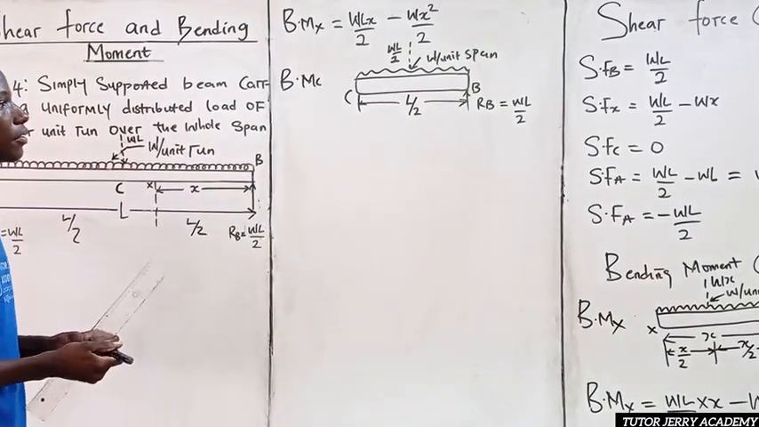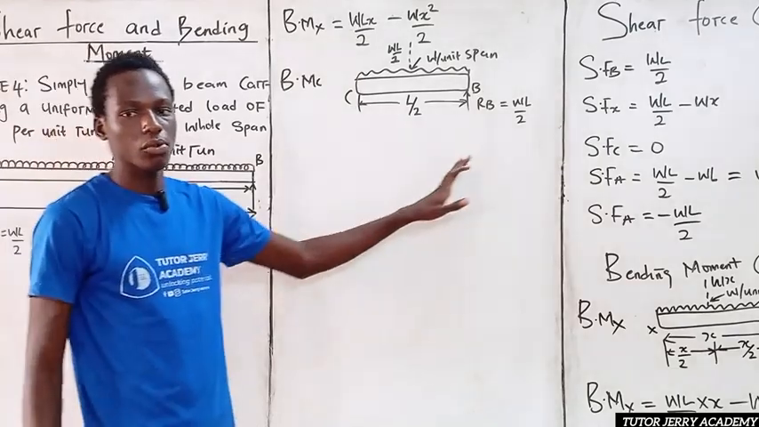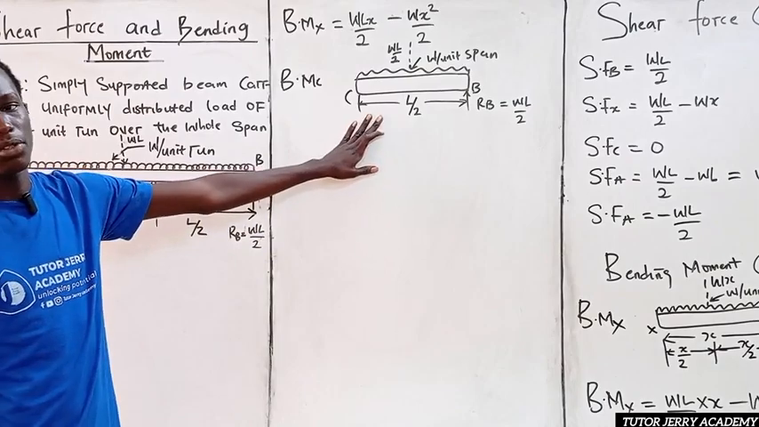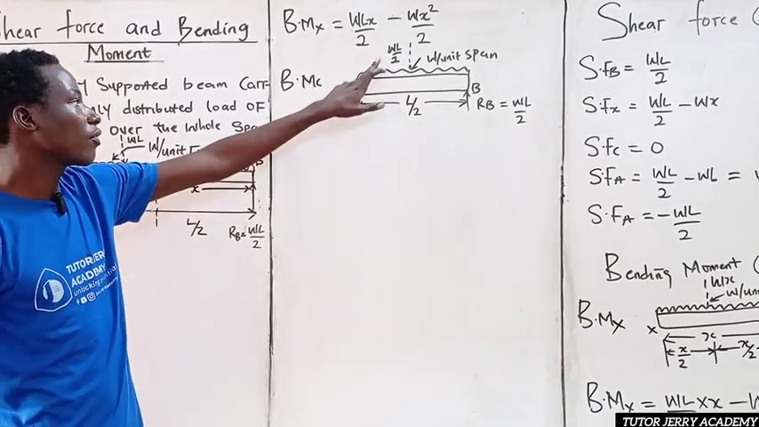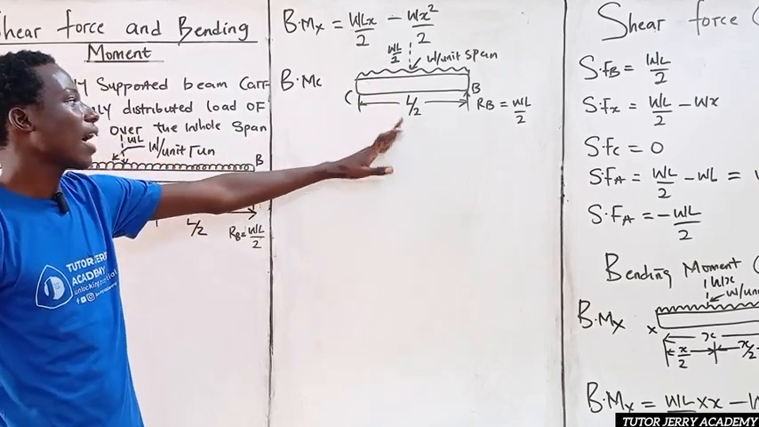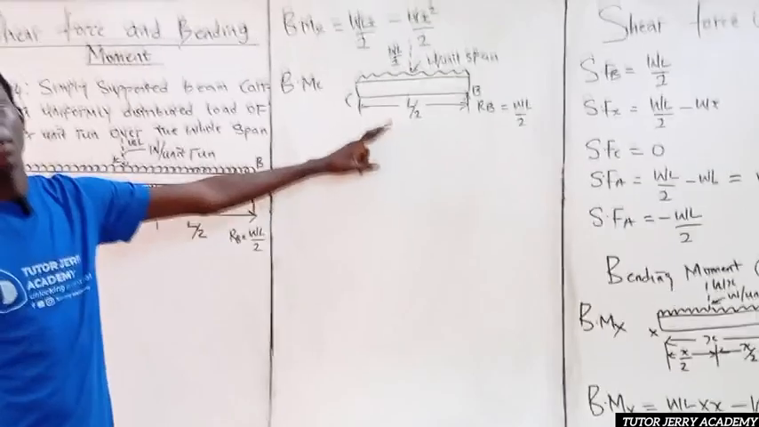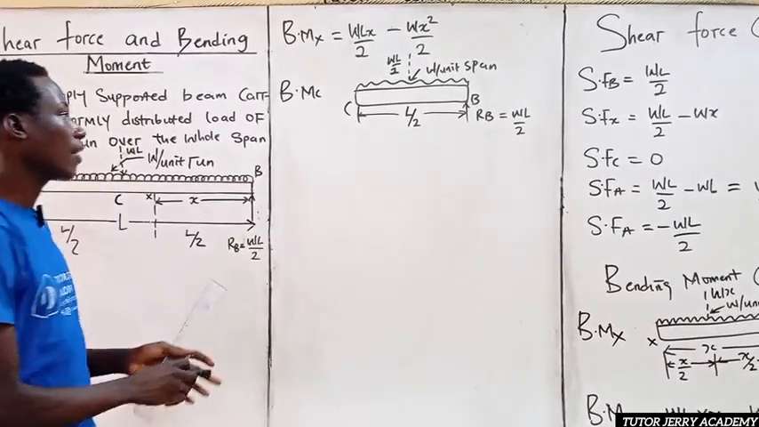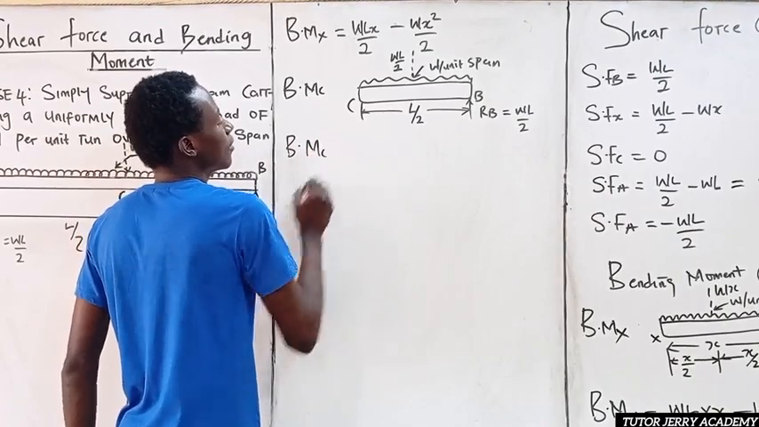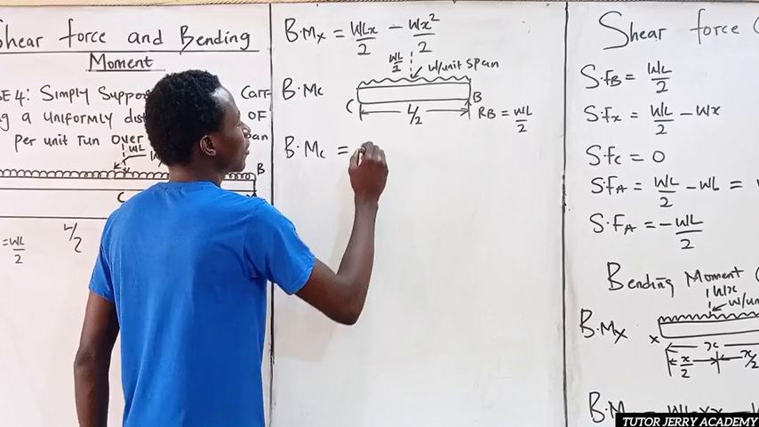Now to calculate the bending moment, it will be WL all over 2 multiplied by the perpendicular distance, which is L over 2. Then we have WL all over 2 multiplied by half of L over 2. Half of L over 2 will give us what? So we have the bending moment at C to be equal to what?